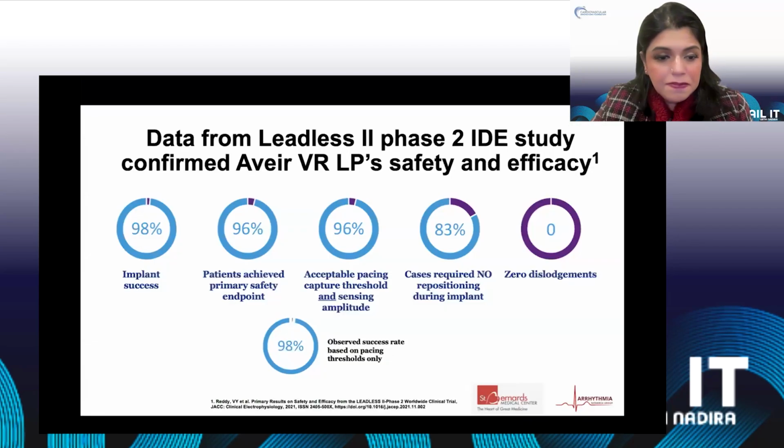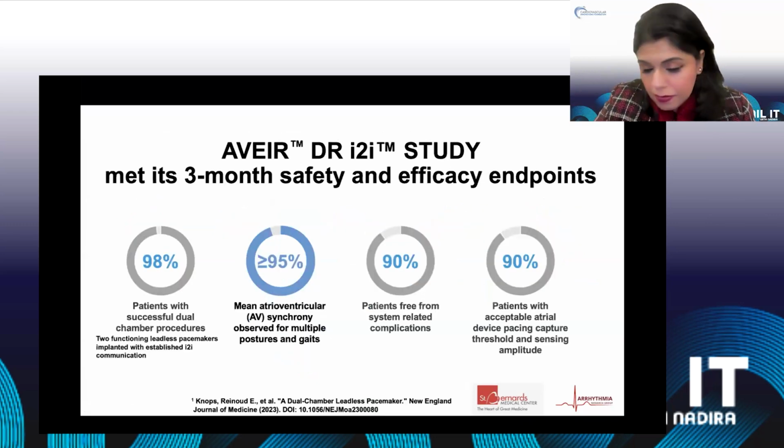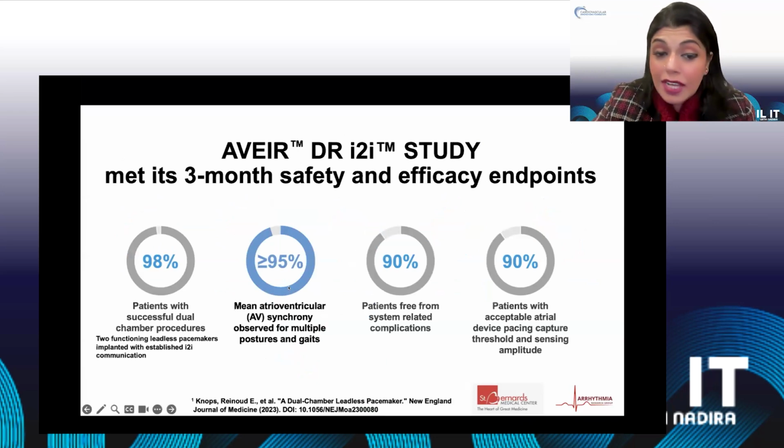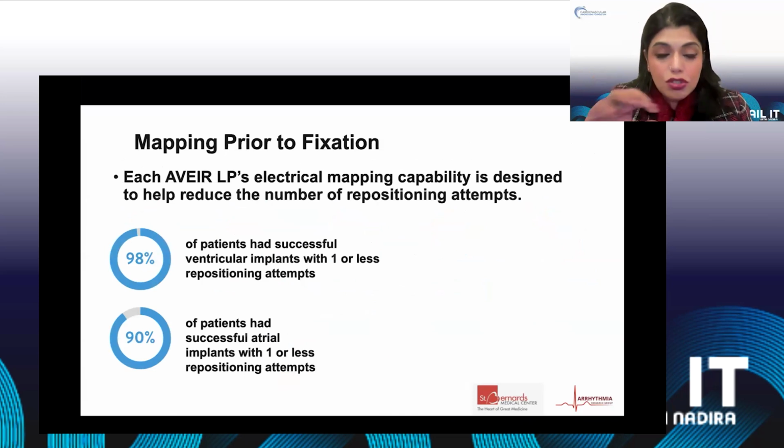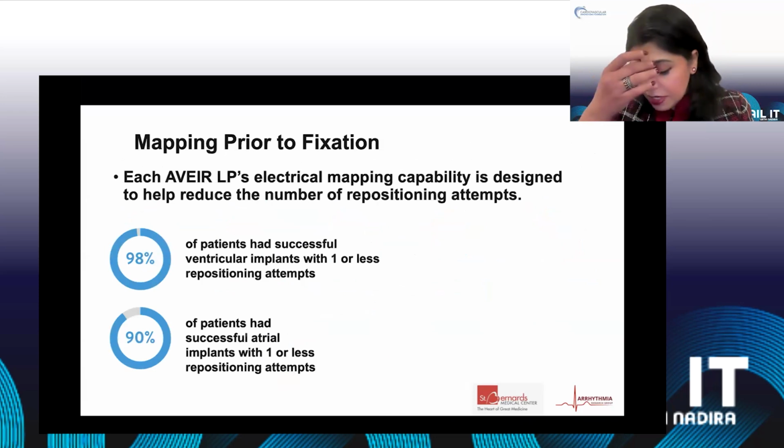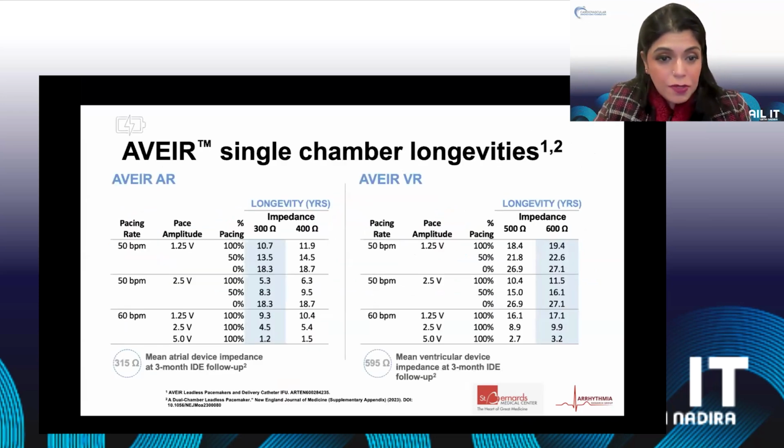So this is data from the Leadless 2 study that looked at the VR device. Again, very high implant success rate in these patients. Because of that pre-mapping, the requirement for repositioning is less, which means less risk for effusions, things like that. This is data from the DR, showing not more than 95% AV synchrony. So in the Micra AV, you get about 70%, whereas you get pretty high amounts of AV synchrony with the DR device because it's an implant-to-implant communication. It's conductive communication, so a different parameter, with very little repositioning.